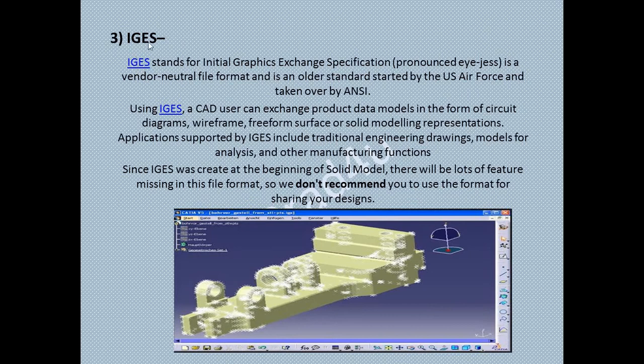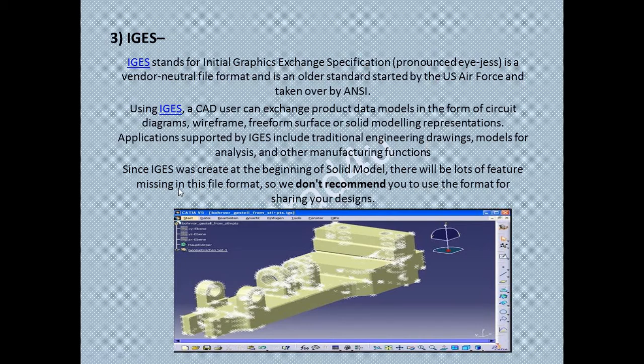Third one is IGES. IGES stands for Initial Graphics Exchange Specification, is a vendor neutral file format, and is an older standard started by the US Air Force and taken over by ANSI. Using IGES, a CAD user can exchange product data models in the form of circuit diagrams, wireframe, freeform surfaces, or solid modeling representations. Applications supported by IGES include traditional engineering drawing models for analysis and other manufacturing functions.